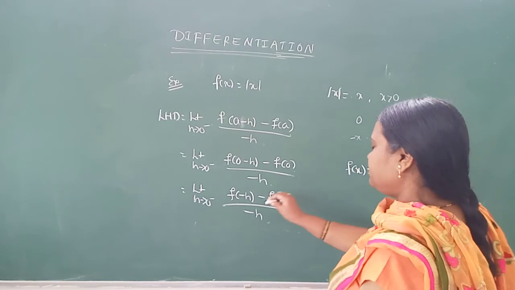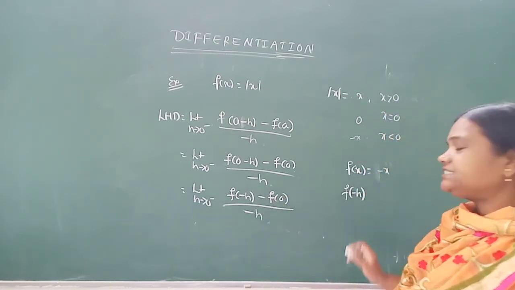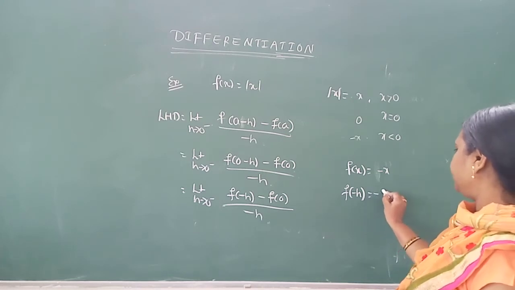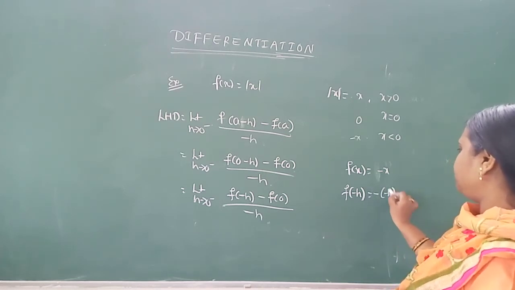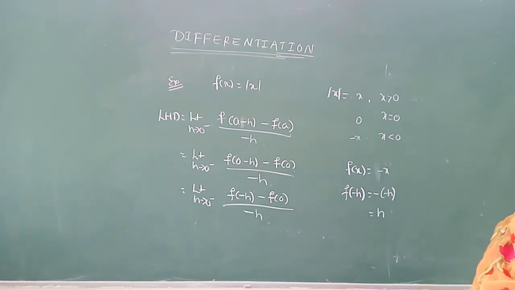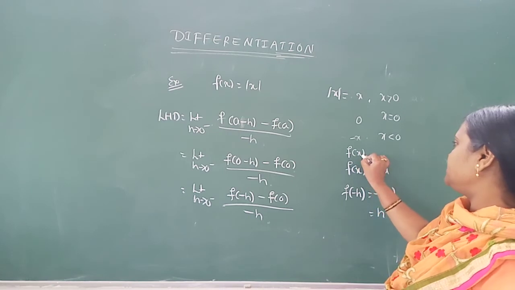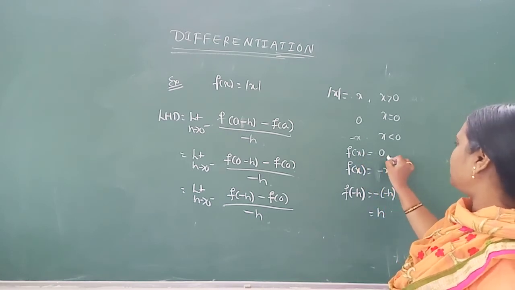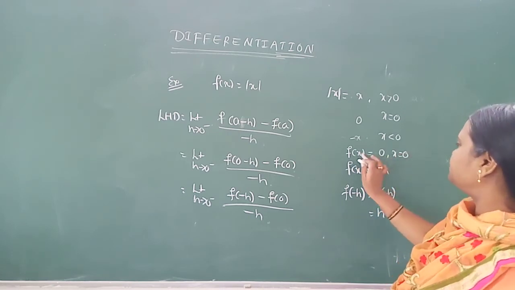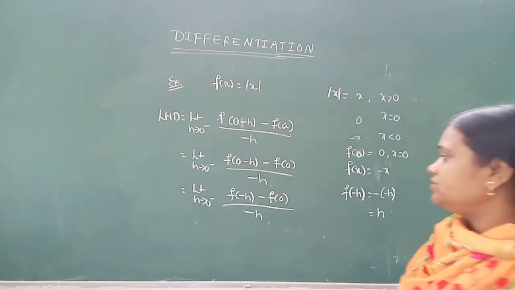Okay, next we want f of minus h. Correct, means x is replaced by minus h. What do we get? Minus of minus h, because we are replacing x with minus h. Minus of minus h, what do we get? It is plus h. And f of x is 0 at x equal to 0, means if we substitute x as 0, f of 0 is 0.